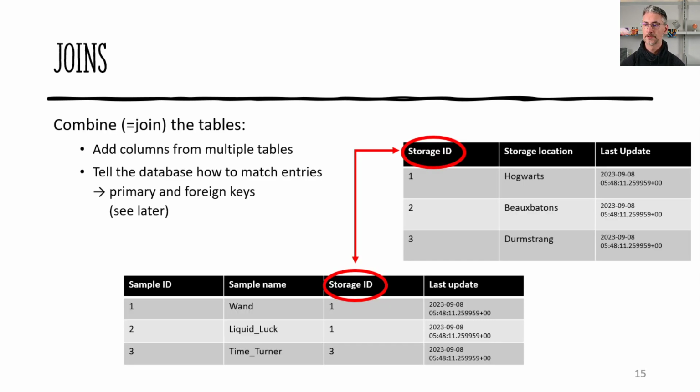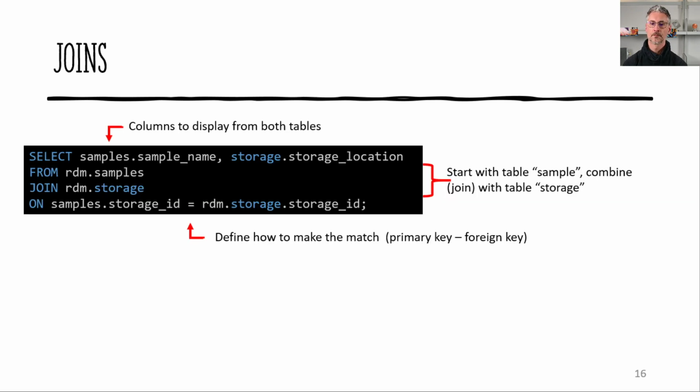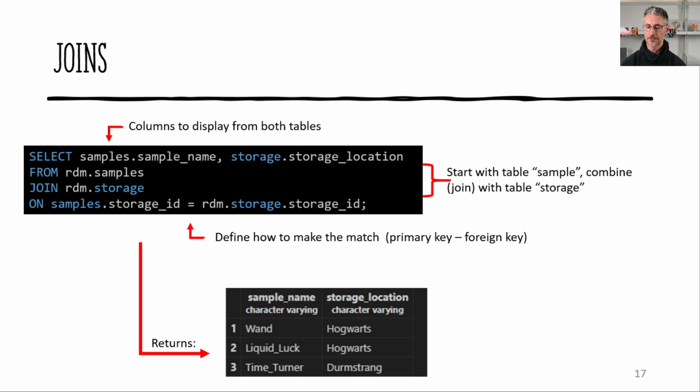Remember, if I go back, the storage ID appears twice. Once as a primary key in the storage location table, and once as a foreign key in the sample table. So here we make use of that, and we require that the match is made on this specific value. So where the storage ID in the samples table is equal to the value in the storage ID. And if we do that, we get two columns back from both tables, sample name and storage location, and this is now the human readable part where we can locate the sample in the storage location, and we don't have to know about the internal representation in terms of IDs.